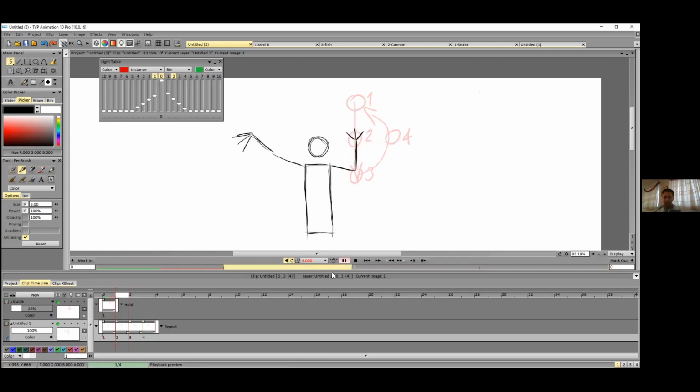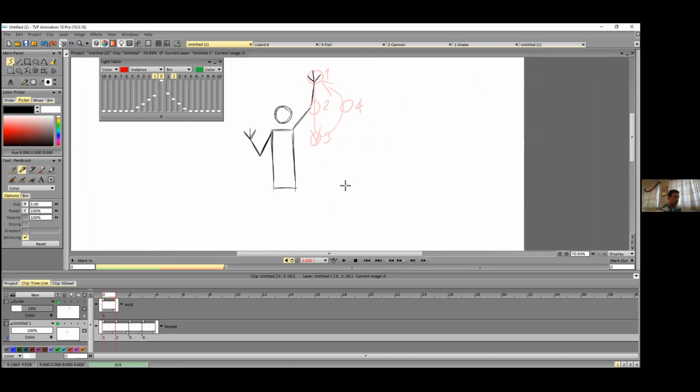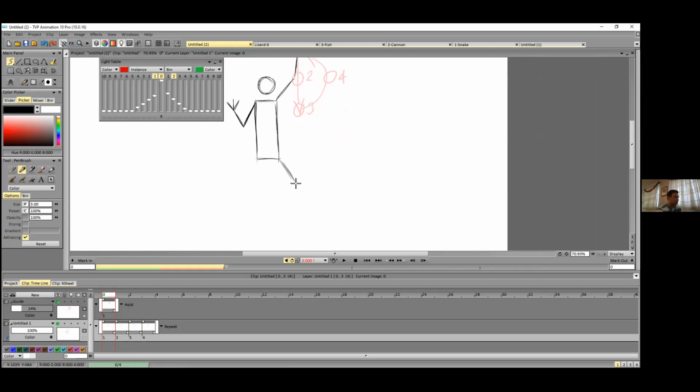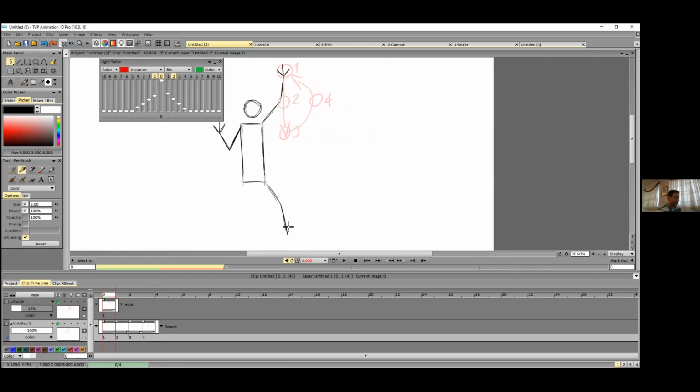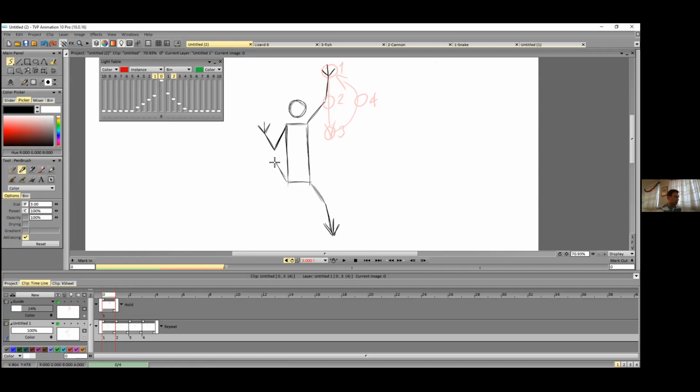Okay. And it is very similar for the legs. Let me show you. When the left hand is in its highest position, the right leg would be in its lowest position. And this one will be like this, and I think it's clear for the next frames.